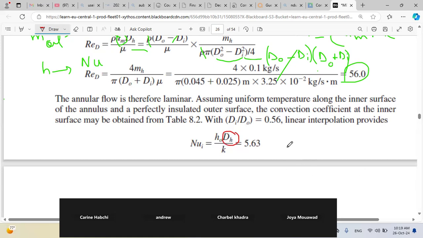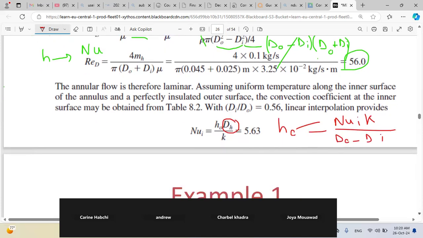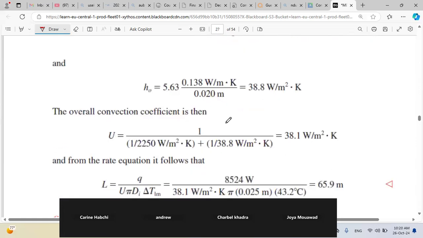Okay, so now all I have to do is to say that H out is equal to Nusselt from inner side times K over the hydraulic diameter of the annulus, and we have proved together that the hydraulic diameter of the annulus is d out minus d in. So now we calculate H out. Once we have H out, we go back to our U value. The overall heat transfer coefficient is 1 over H i plus 1 over H out. And once you calculate U, now you are ready to find the length of your heat exchanger.